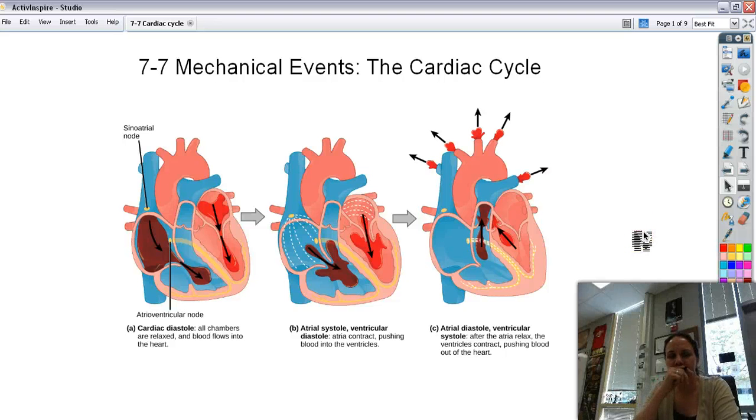Hey everybody, today we've got 7-7 for you, the mechanical events of the cardiac cycle, which is basically just what's physically going on in your heart when it beats. So this is a little picture kind of representing the blood flow as it goes through your heart and the different parts of the beat.